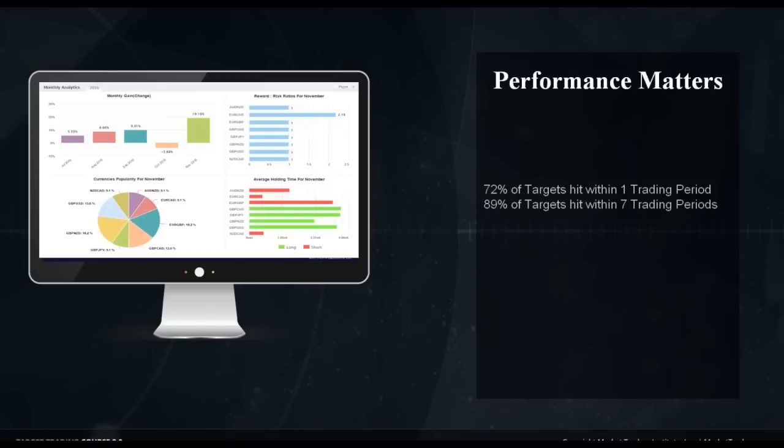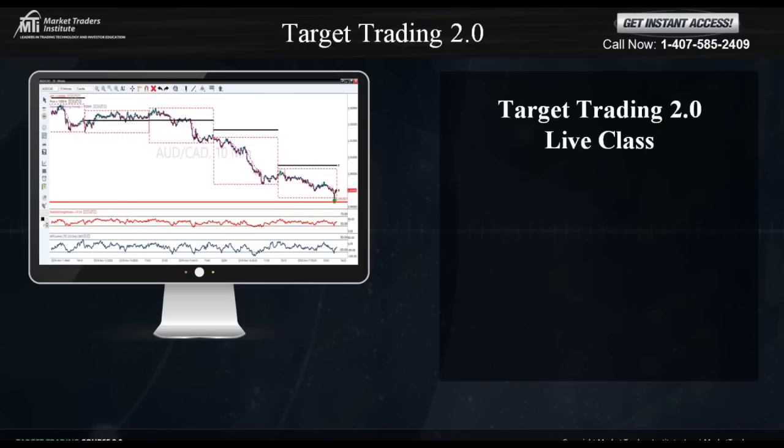For you swing traders, 89% of the targets are being hit within 7 trading days. For you position traders, 94% of targets are being hit within 30 trading periods, and 97% are being hit within 120 trading periods. That's unbelievable. Ladies and gentlemen, this is the Target Trading 2.0 class.